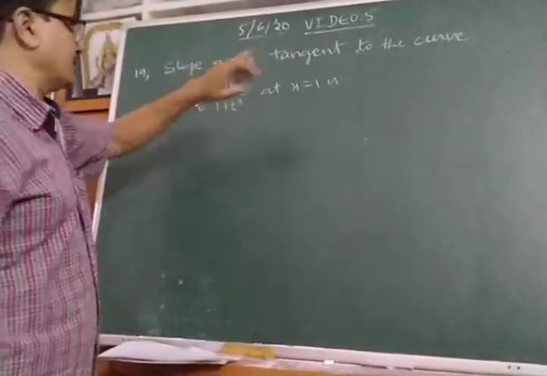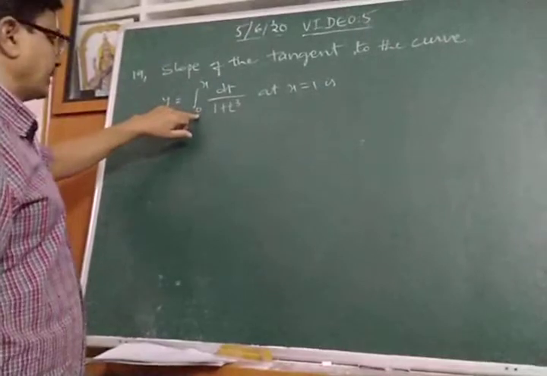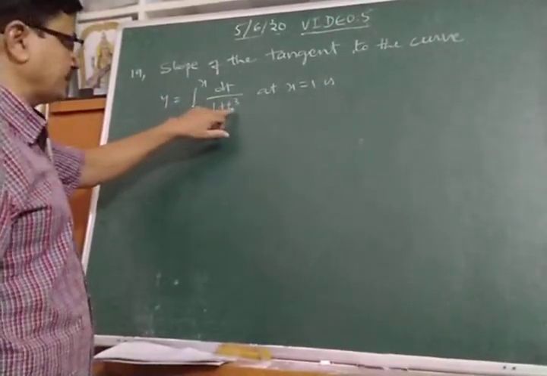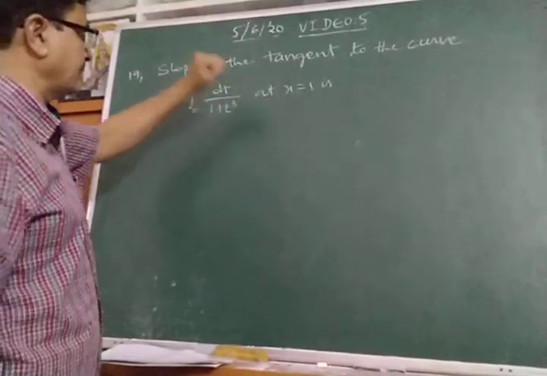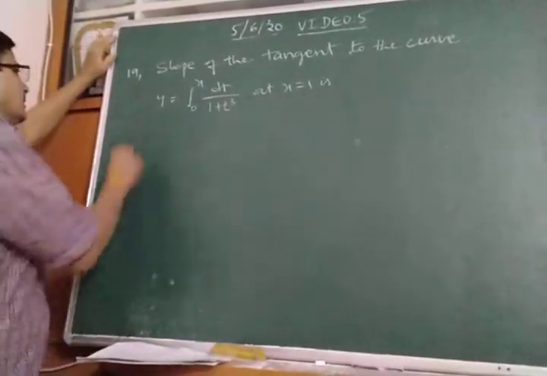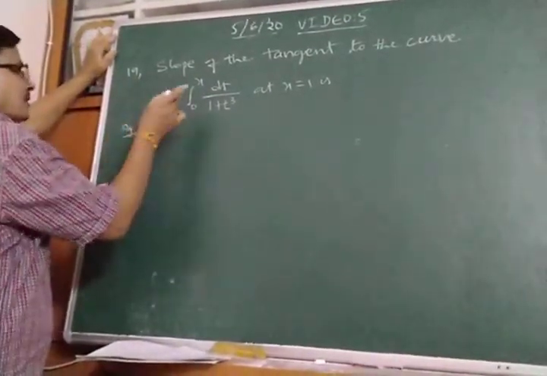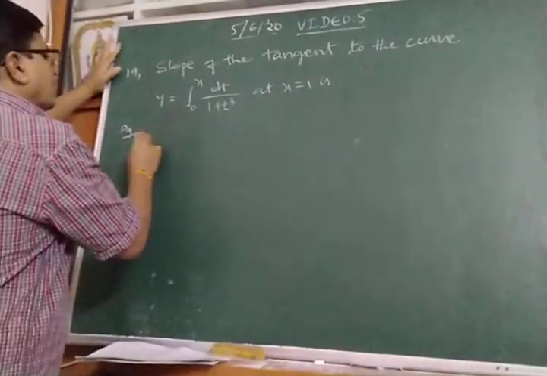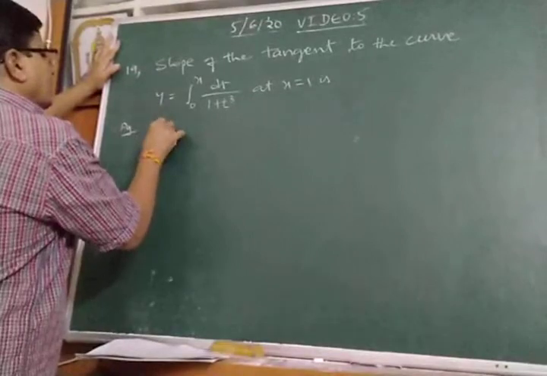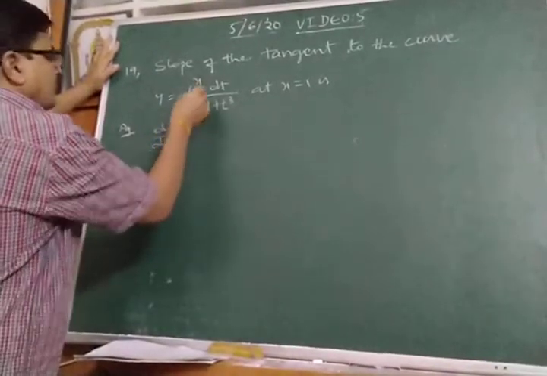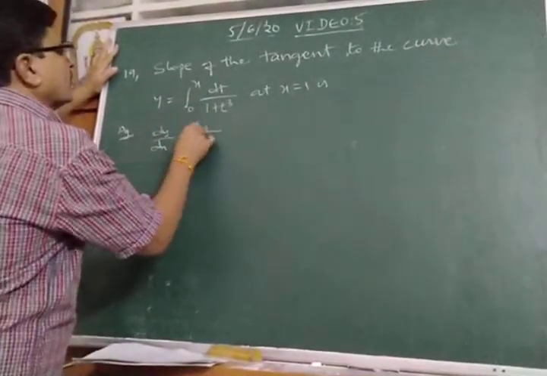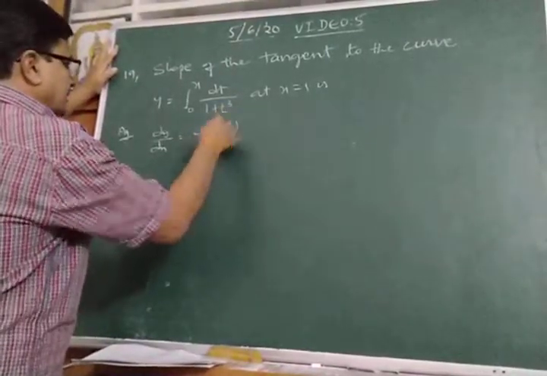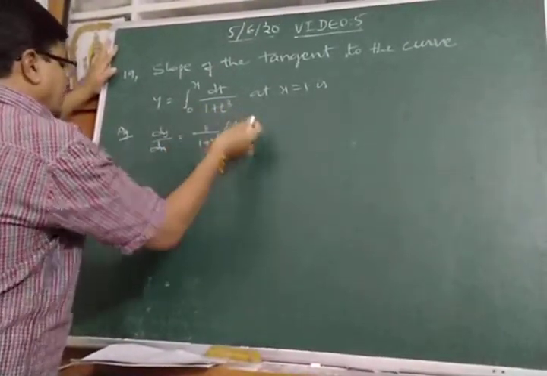For the tangent to the curve y is equal to integral 0 to x of dt by 1 plus t cube at x is equal to 1, that means the slope of the curve, that means dy by dx. So applying derivative on both sides, dy by dx is equal to, from Leibniz rule, 1 by 1 plus x cube into derivative of x, which is 1, and the lower limit is 0.